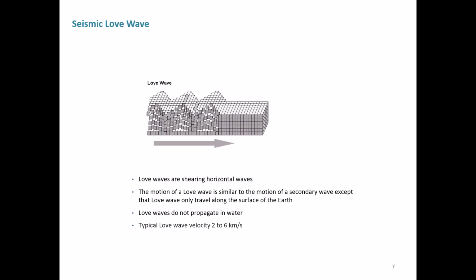Okay, the next two waveforms are going to be the surface waves. So here is the seismic Love wave, and it's kind of like the shear wave, only it goes along the surface of the Earth, but it does have this disturbance that's in a perpendicular direction to the velocity vector. These waves do not go through water, and they typically travel from 2 to 6 kilometers per second. So these are surface waves.